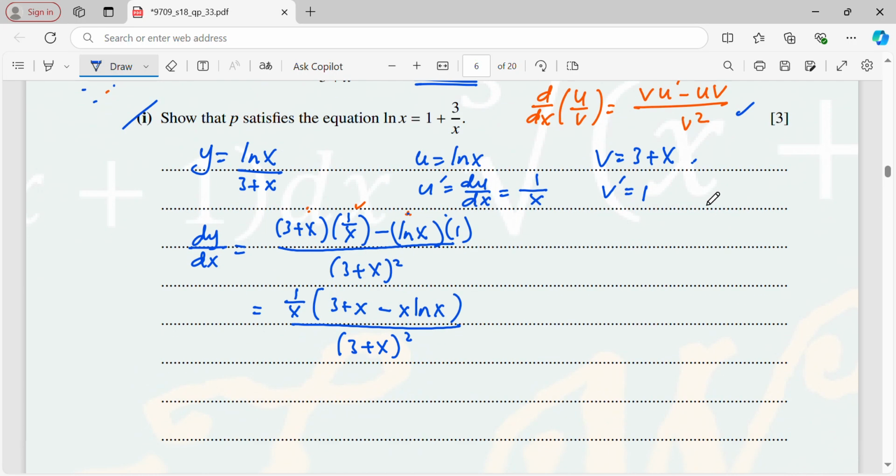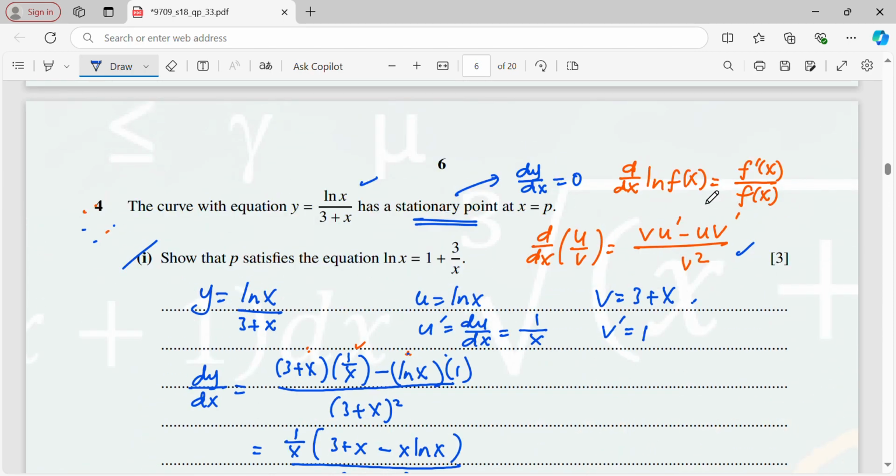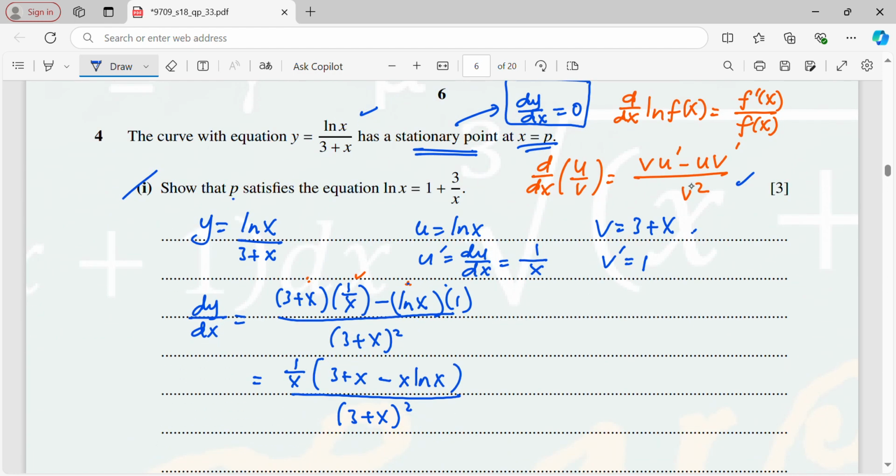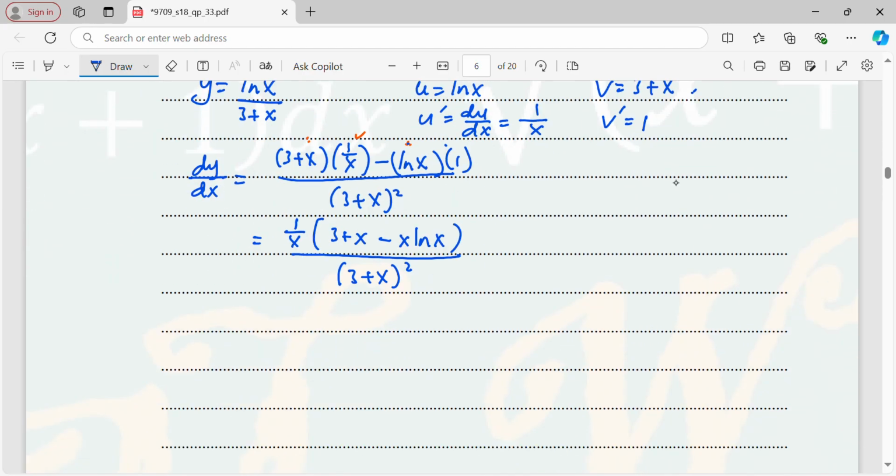And from here, I will just refer back to the question. Given that the curve has a stationary point, it means dy dx equals to 0 when the x equals to p. So now you need to show p satisfies this equation. That means actually in this equation, the x is same as p here. So I will just write when x equals to p, your dy dx equals to 0. So now the left side will be replaced by 0. Then the right hand side is going to be 1 over p.